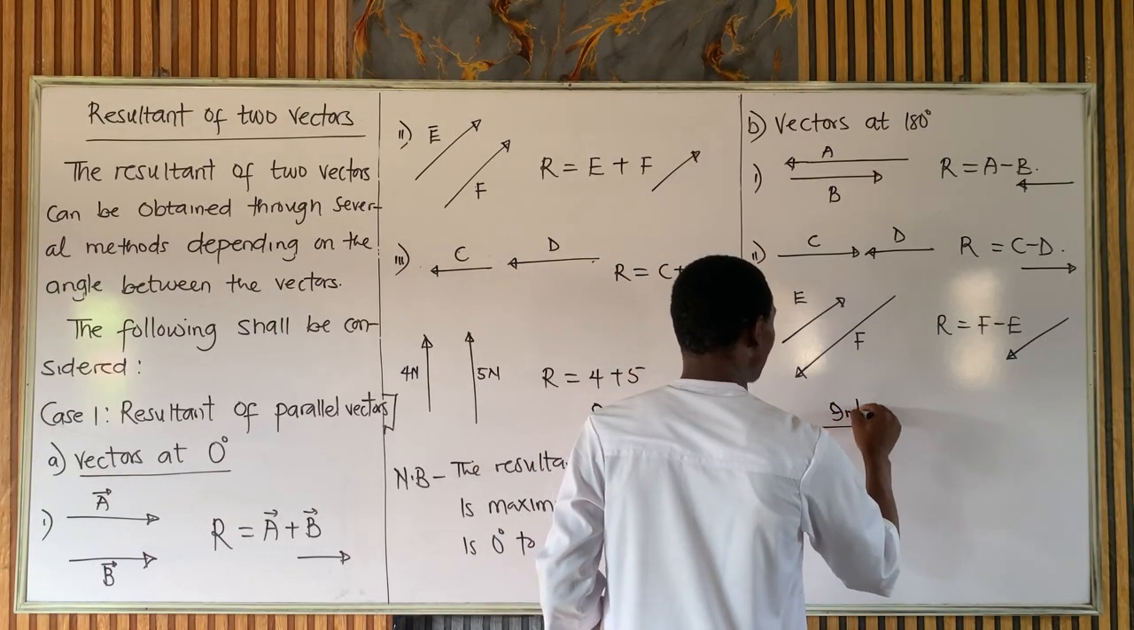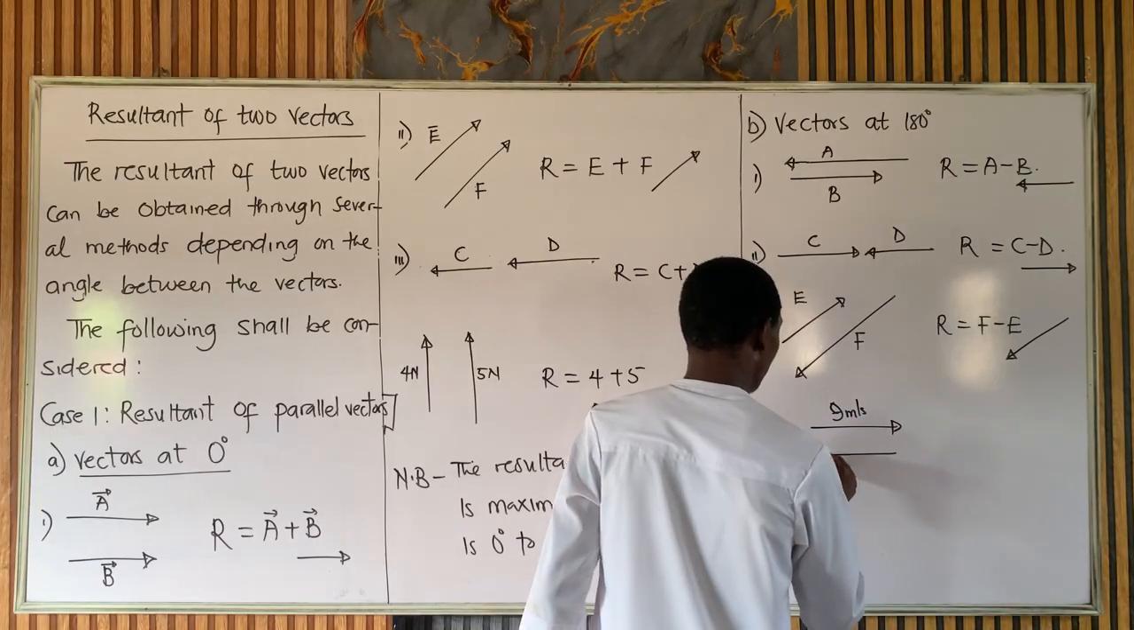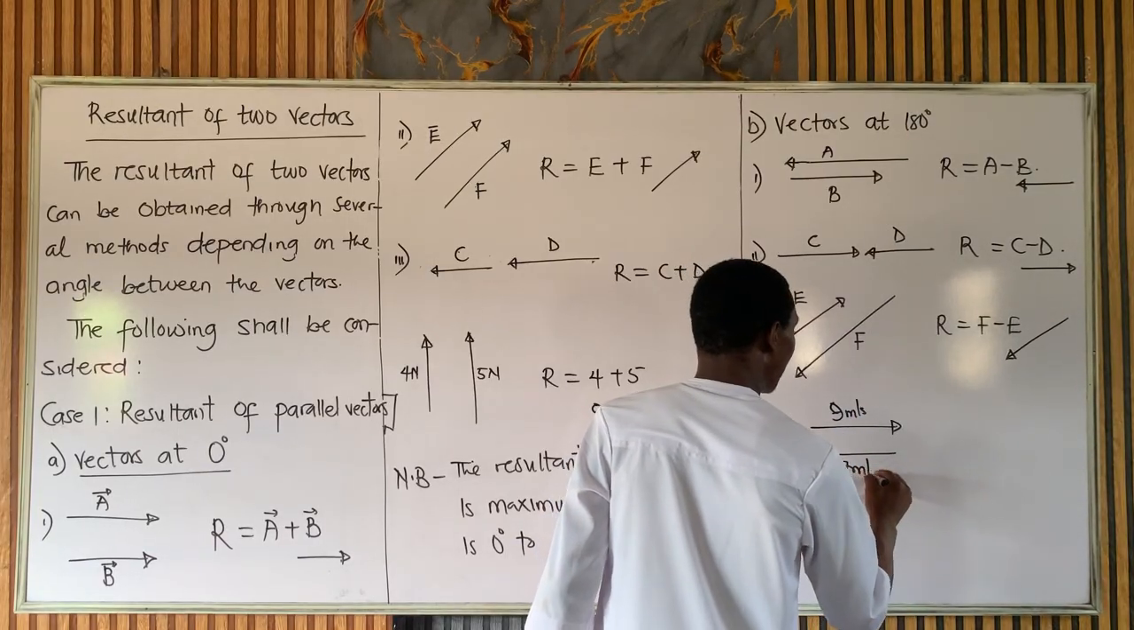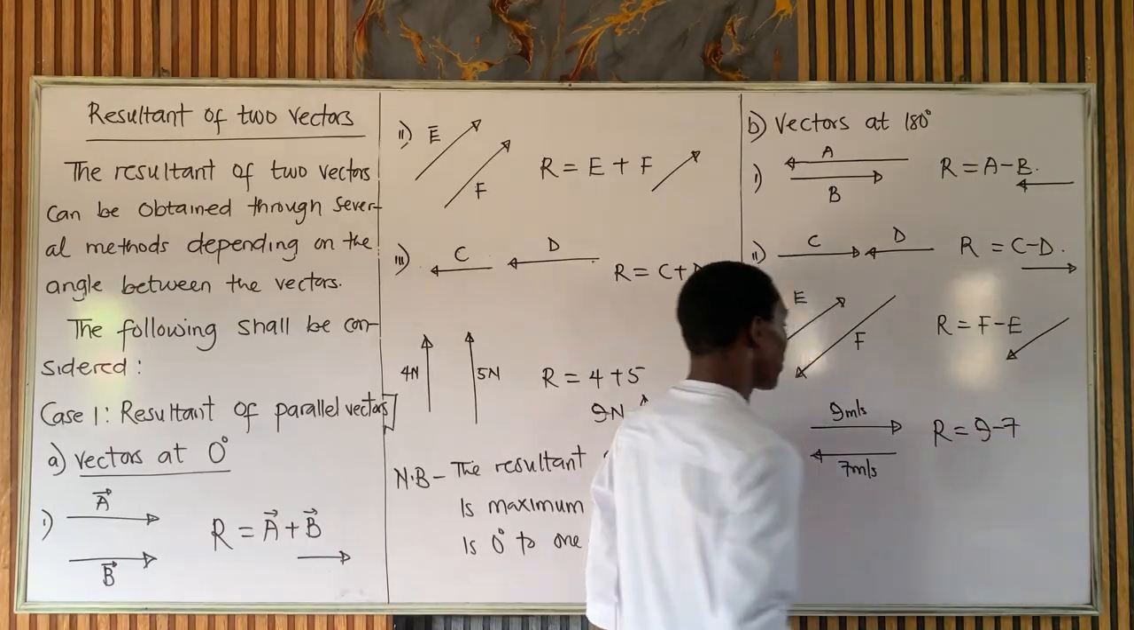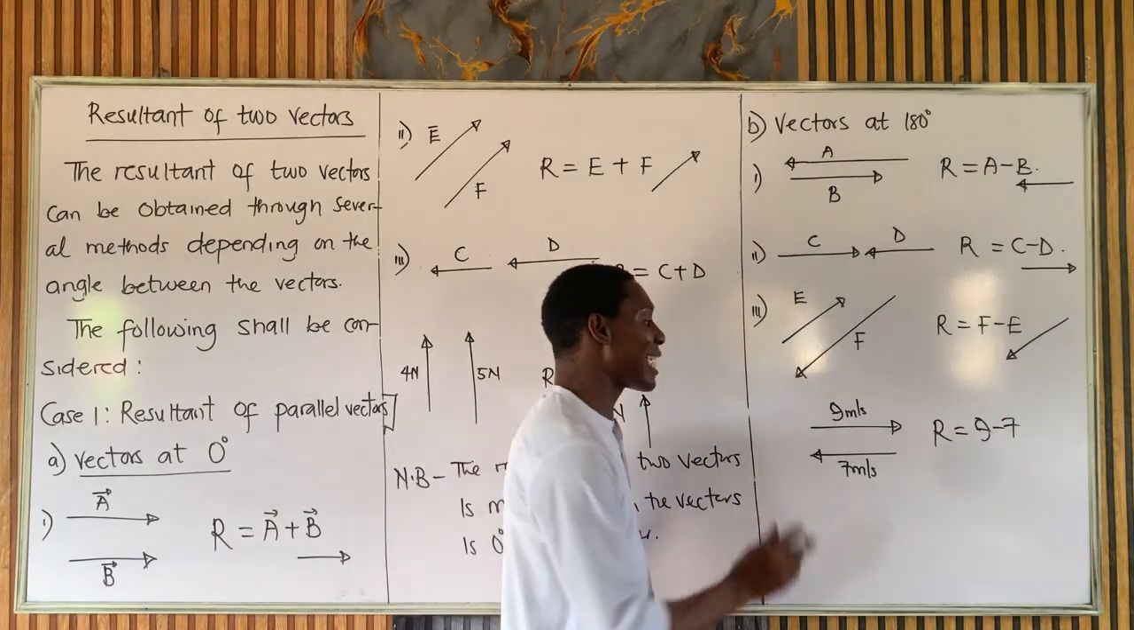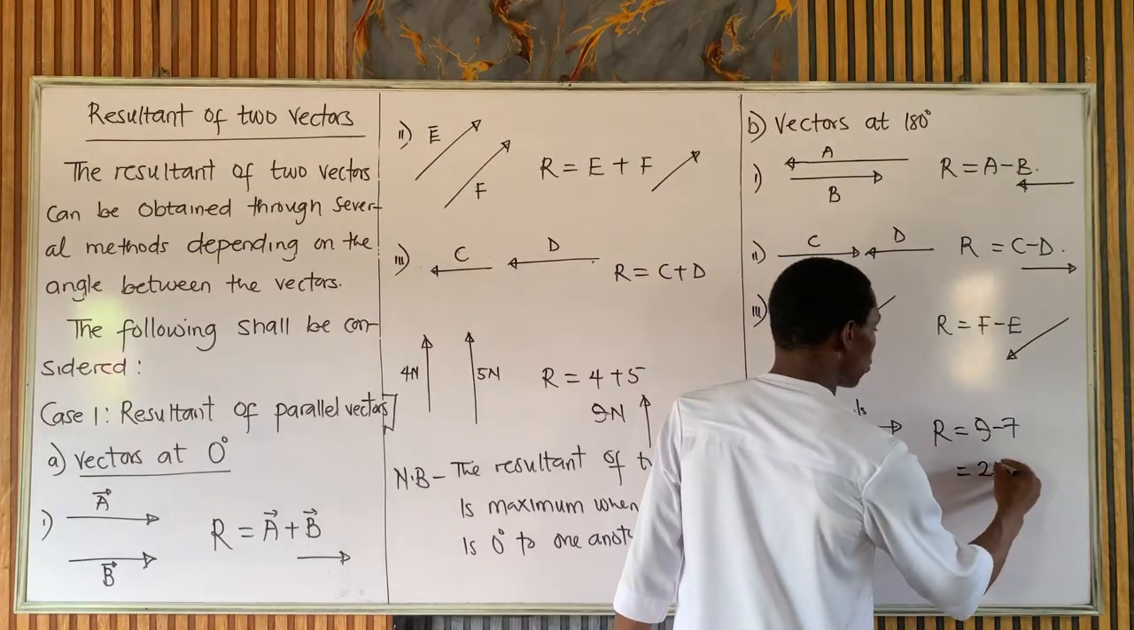9 meters per second, and I have another vector like this, 7 meters per second. Then their resultant is going to be 9 minus 7, because they are parallel but in opposite direction, and that's 180 degree. And this will give us 2 Newton.